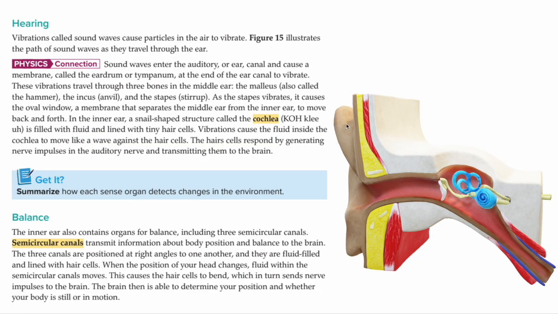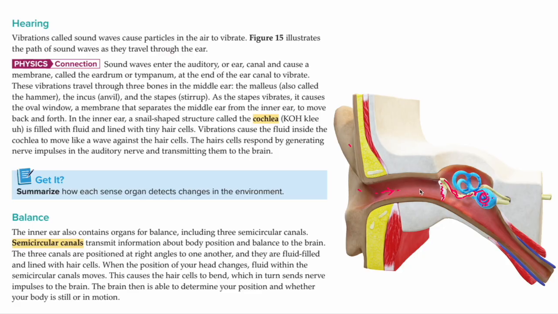The vibrations from outside are collected by the pinna, right? And it passes through the ear canal, and it vibrates the eardrum or tympanum. And there are three bones associated with the tympanum, and these vibrate, and these vibrations travel up to the oval window, and it travels to the cochlea. Inside the cochlea you have the small hair cells. This cochlea is fluid filled.